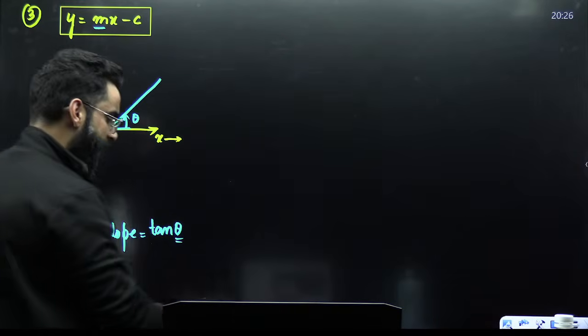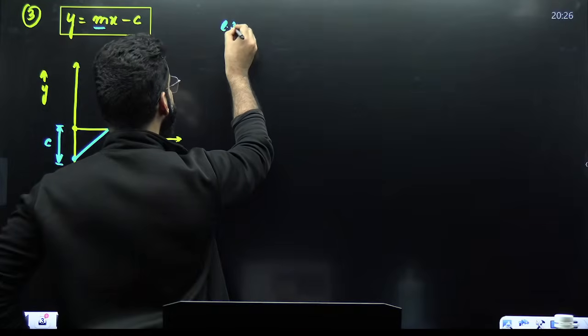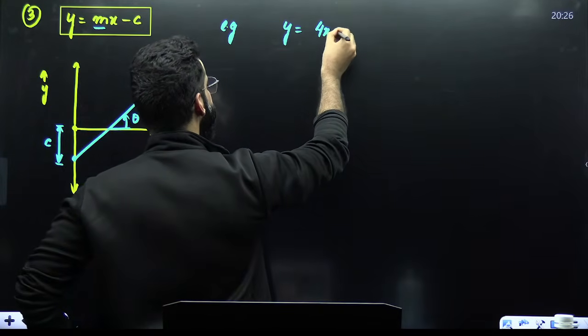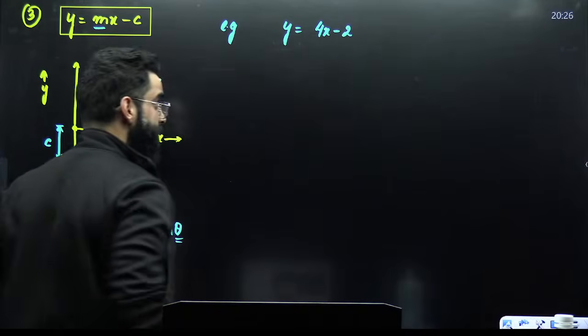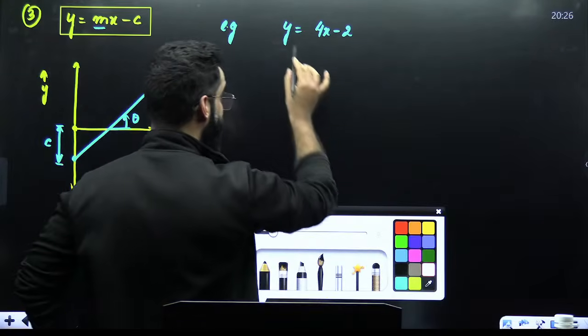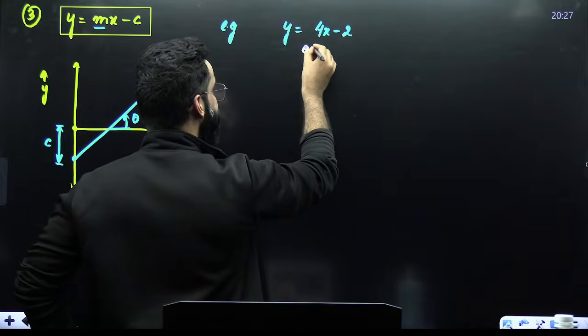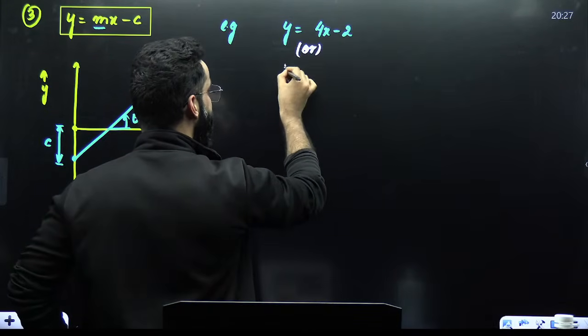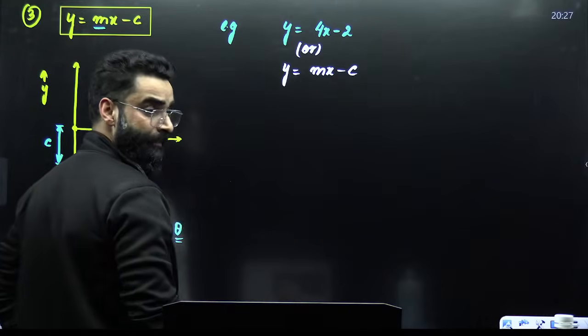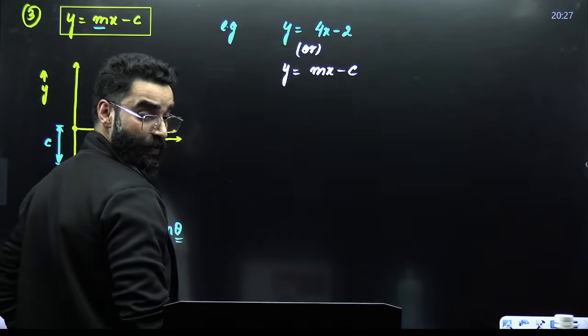For example, you have got the equation y is equal to 4x minus 2. First of all, you want to plot a graph between y and x. Do check, first of all, is the given equation resembling our equation, y is equal to mx minus c? Absolutely. Right? It's resembling our equation.